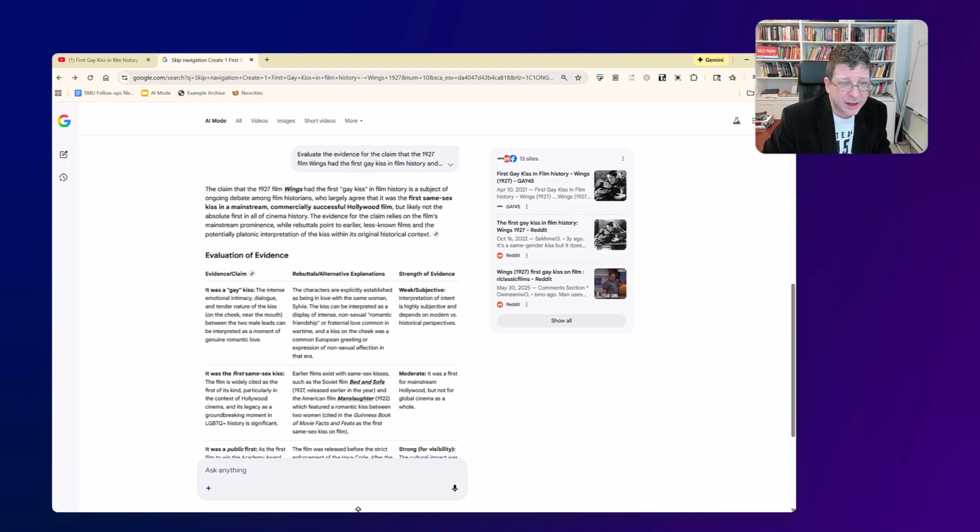Now, one of the things that this is going to show, and this is why I wanted to use this particular example, and I think this might make a good example for a class, is that one of the things AI mode is good at doing is thinking of the questions behind the questions, right? So you're there and you're like, is this the first gay kiss in film history? But that depends a lot on what your definition is and what your underlying concern is, right?